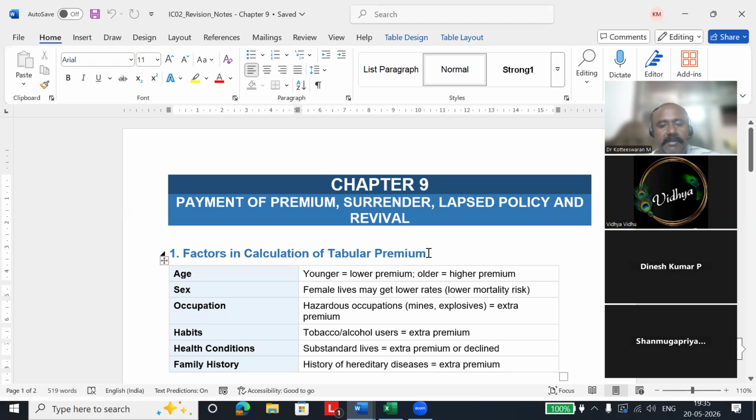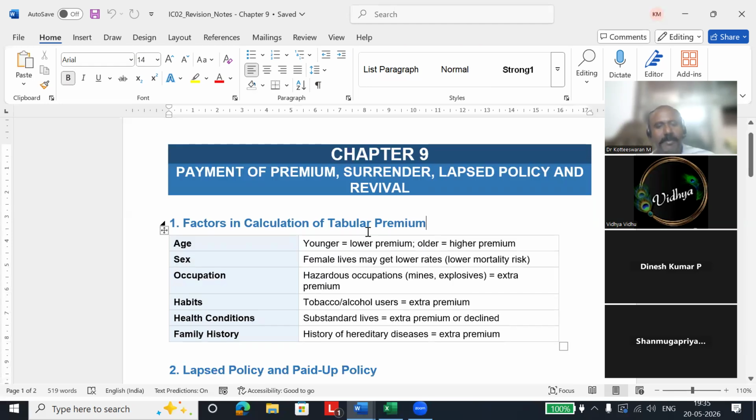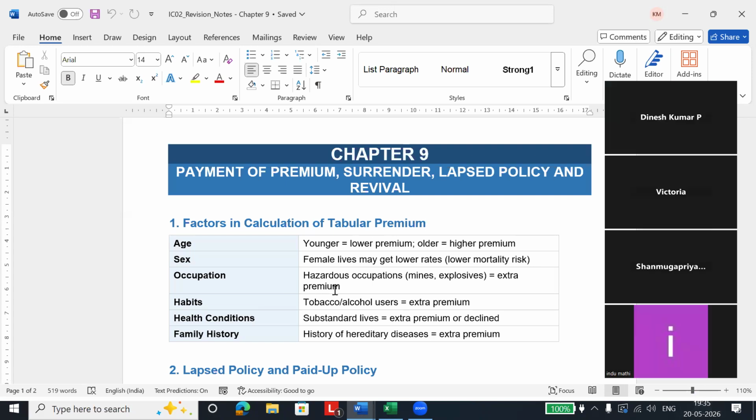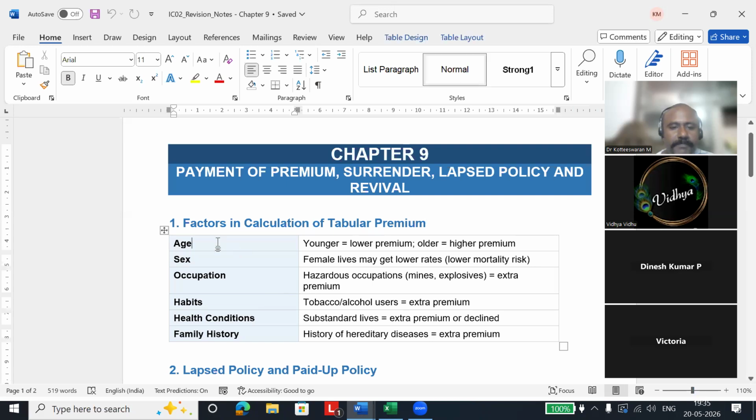So factors in calculation, the tabular premium. Tabular premium is the premium that you are going to pay to an insurance company. So what are the factors we consider when calculating the premium? Age, sex, occupation, habits, health conditions, and family history. All this we know because most of you are working in the underwriting industry, and we should know what the basic criteria are that they use to calculate the premium.